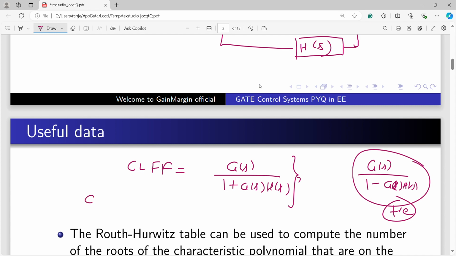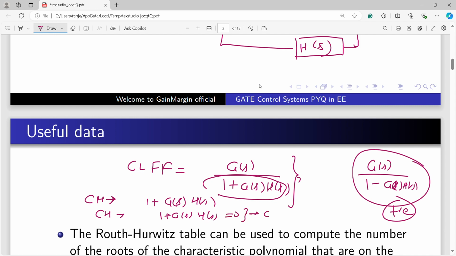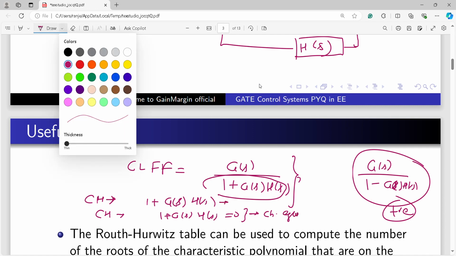So what is the characteristic equation for this? This denominator polynomial is called the characteristic polynomial. Here the characteristic polynomial is 1 plus G(s) into H(s). And the characteristic equation is 1 plus G(s) into H(s) equal to 0. This is the characteristic equation, and this is the characteristic polynomial.